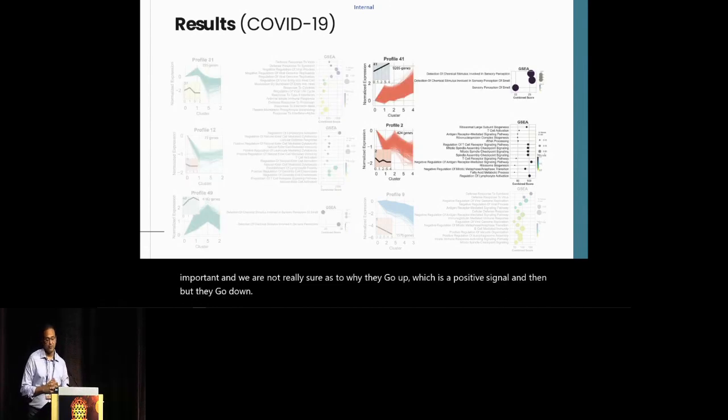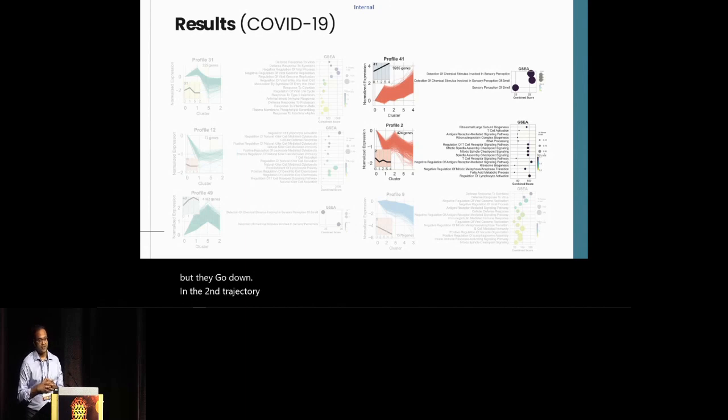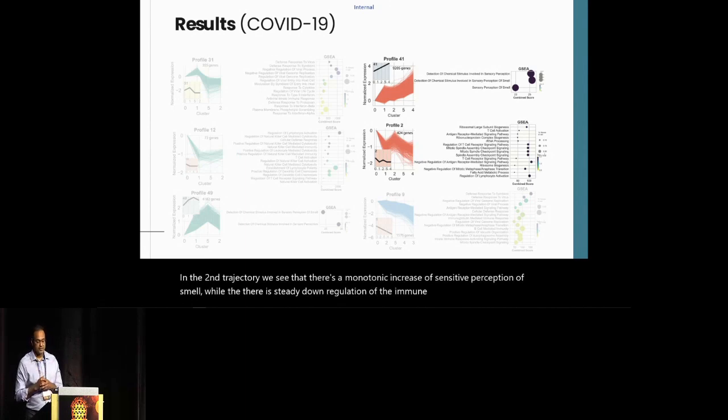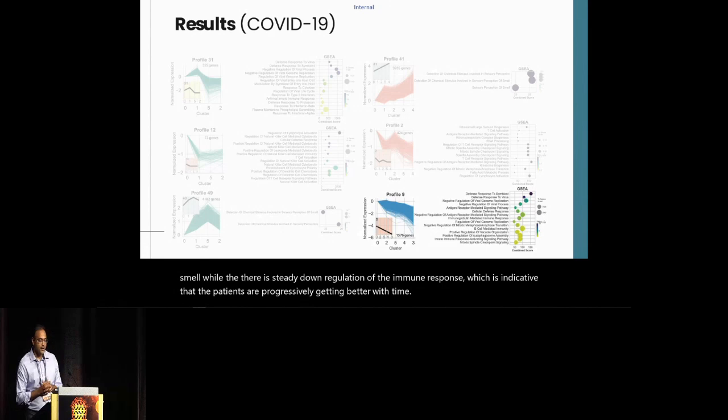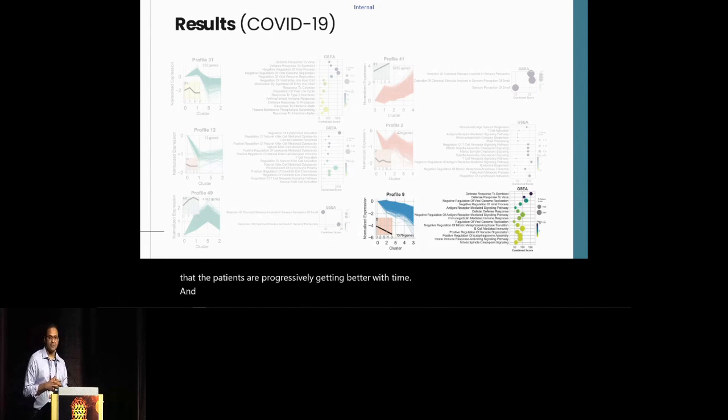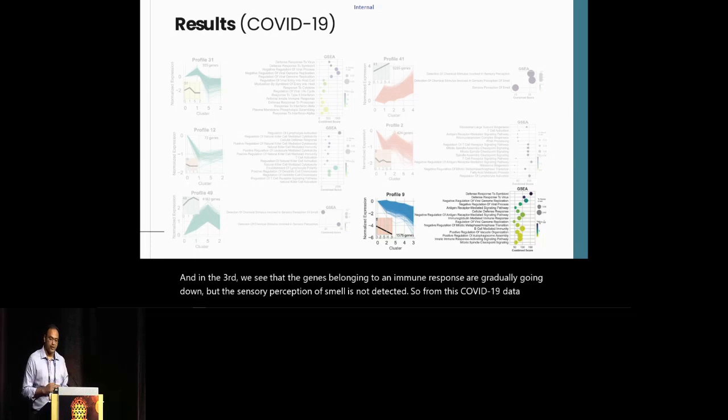In the second trajectory, we see that there's a monotonic increase of sensory perception of smell, while there is steady downregulation of the immune response, which is indicative that the patients are progressively getting better with time. And in the third, we see that the genes belonging to an immune response are gradually going down, but the sensory perception of smell is not detected. So from this COVID-19 data set, we detect about 3 endotypes.